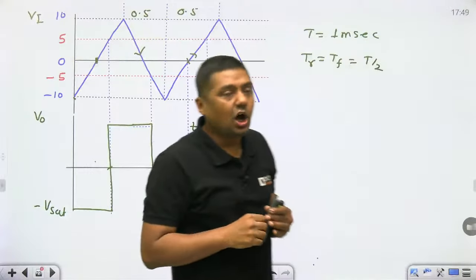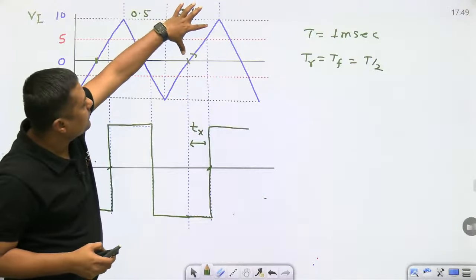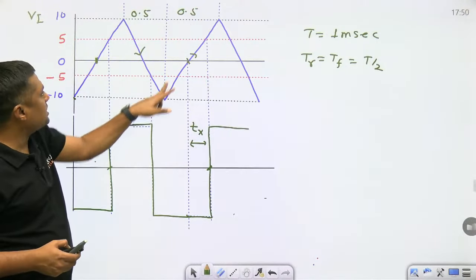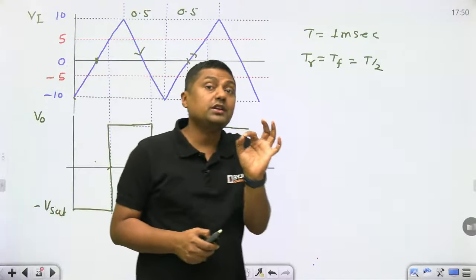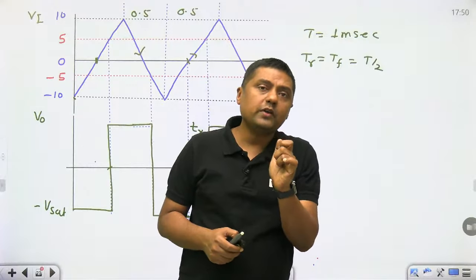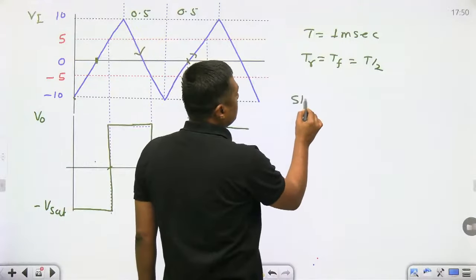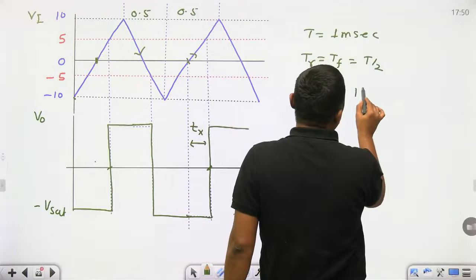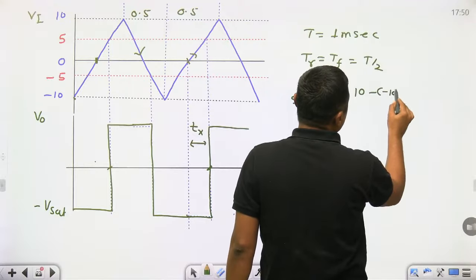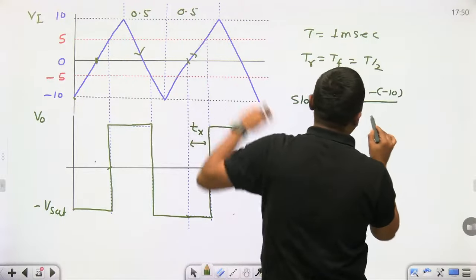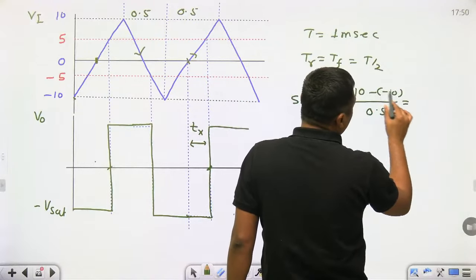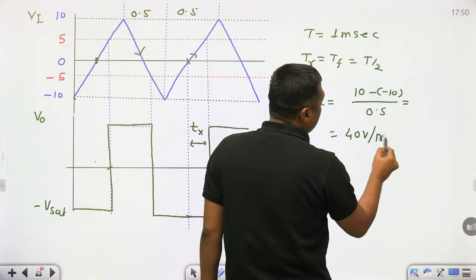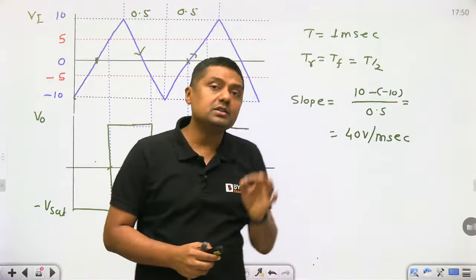Tell me. Now, what is the slope of this line? We can find the slope of this line. What is the change here from minus 10 to plus 10? What is the change? 20. And in how much time? 0.5 milliseconds. What is the slope? The change is 10 minus of minus 10, that is 20, divided by the time duration, 0.5. So the slope will become 20 divided by 0.5, it is 40 volt per millisecond. 40 volt per millisecond is the slope.